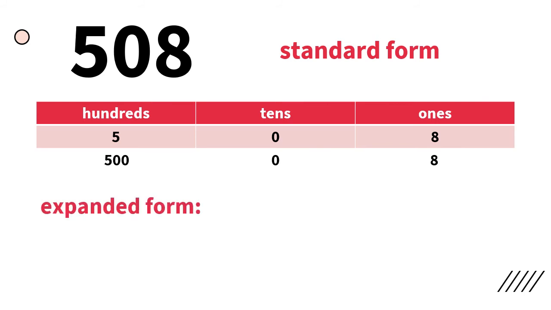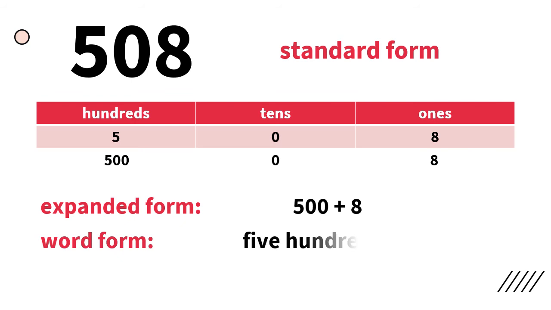So now with our expanded form, I can choose to use the 0, or I can just choose not to use the 0 and write it out as 500 plus 8. And again, with word form, I think about, I say the word 508, so I'm going to write it out 508.